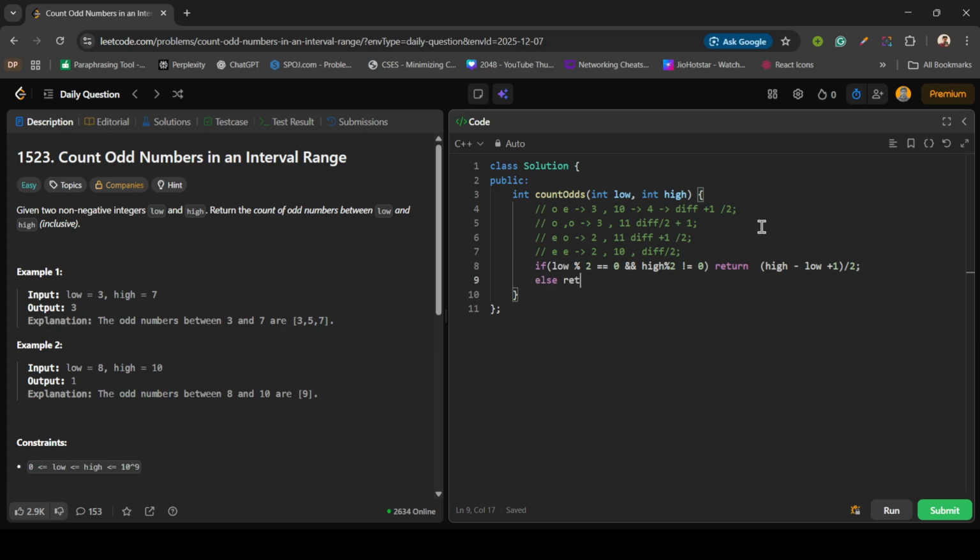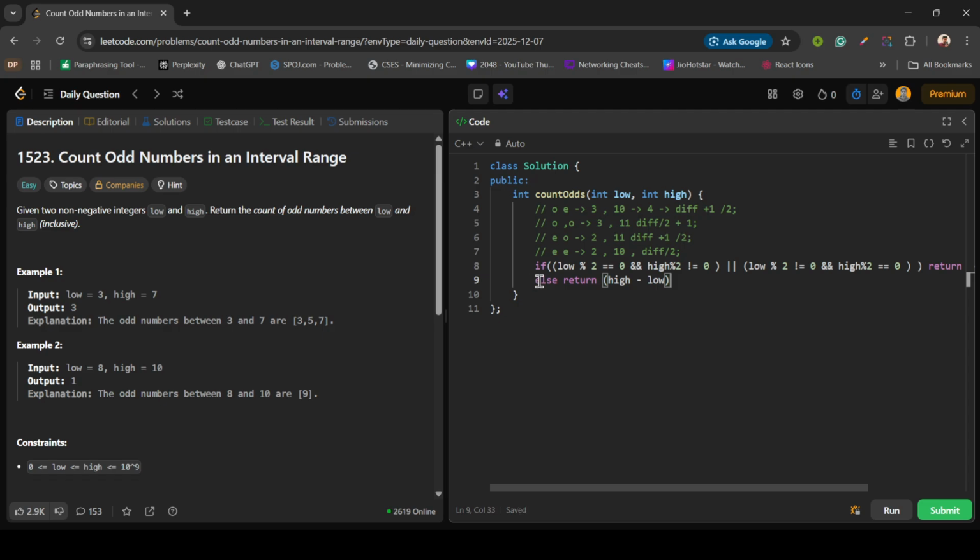Else we will return... And here I want to write one thing more. Not and, it will be or. Just a second guys, Control C and Control V, and here I will write if low is odd and high is even, right? Else we return high minus low by 2.